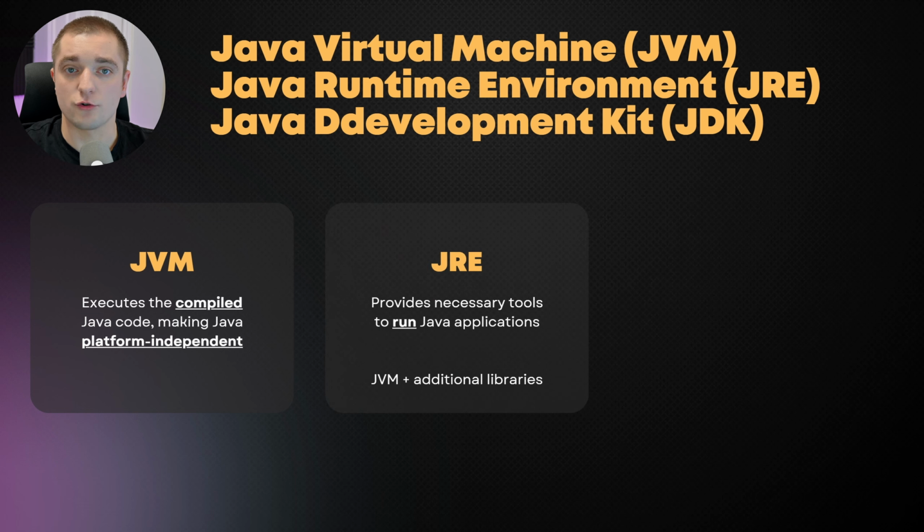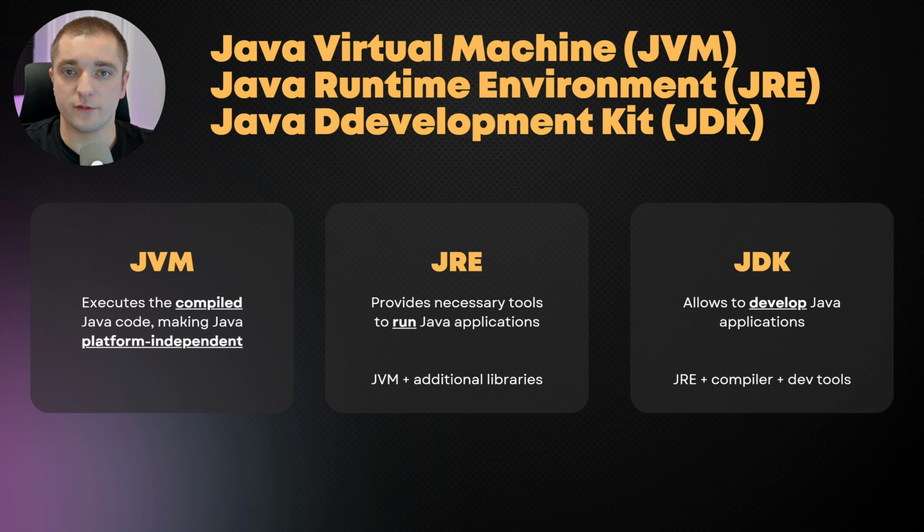Next, we have the Java Runtime Environment, or JRE. The JRE provides the necessary resources to run Java applications. It includes the JVM, along with libraries and other files that are needed for Java programs to execute correctly. Think of the JRE as the complete operating environment needed to run a Java application. It's the minimum requirement for running Java programs.